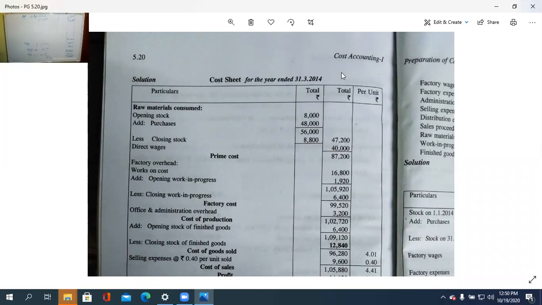Then along with that, what needs to be added? Opening work in progress and opening finished goods. How much is it? 6,400. So we added that, 109,120, less closing FG. Closing FG we need to calculate separately.